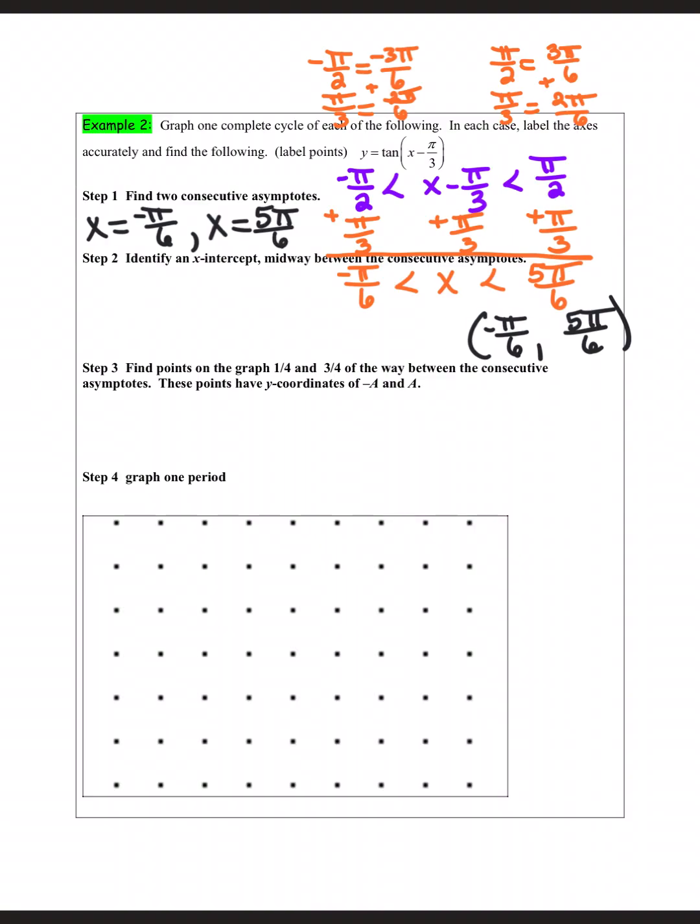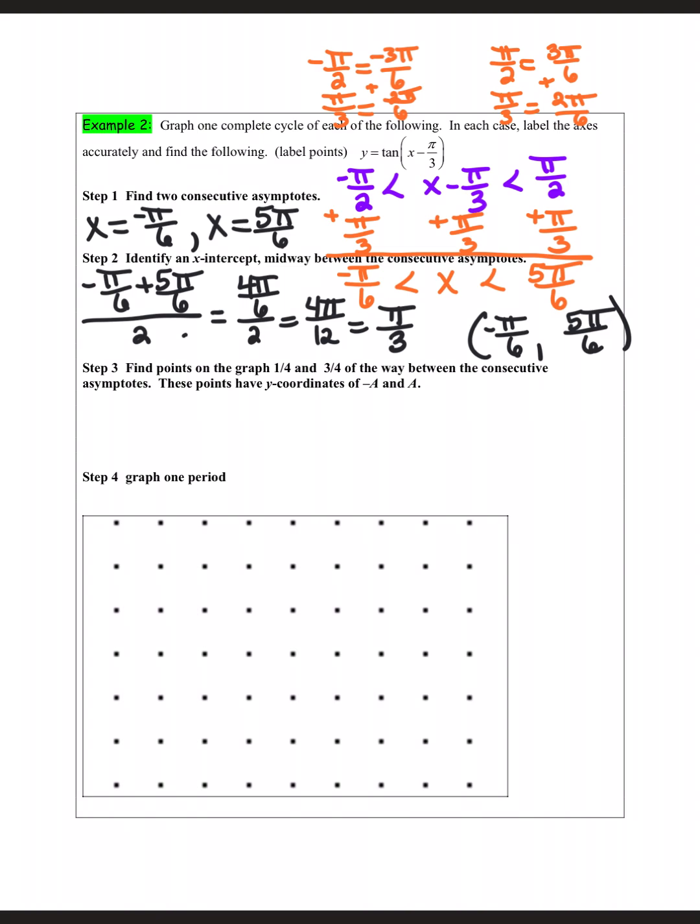So midway between those asymptotes will be my x-intercept. So I'm going to add negative pi over 6 plus 5 pi over 6 and divide by 2, because midway means halfway. That's why we divide by 2. So we have 4 pi over 6 divided by 2, which is 4 pi over 12, and when I simplify that, that's pi over 3. So my point will be at pi over 3, comma 0. That's where my x-intercept will be.